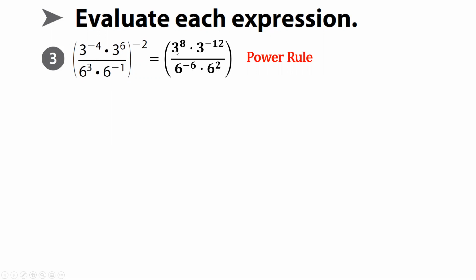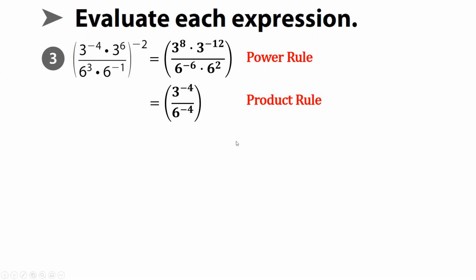I then notice that in the numerator, I have the same base and I'm multiplying. When you have the same base and you're multiplying, we're going to use the product rule. The product rule says that you're going to add your exponents. So 8 plus -12 gives me -4. In the denominator, I also had the same base. They're both 6s. So I'm going to use the product rule again. And -6 plus 2 also gives me -4.